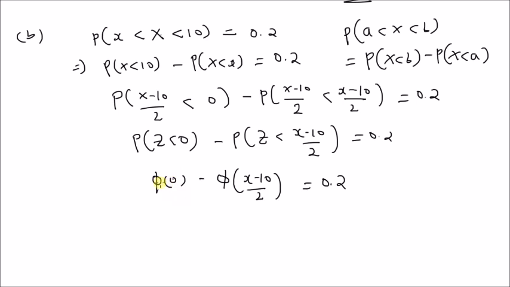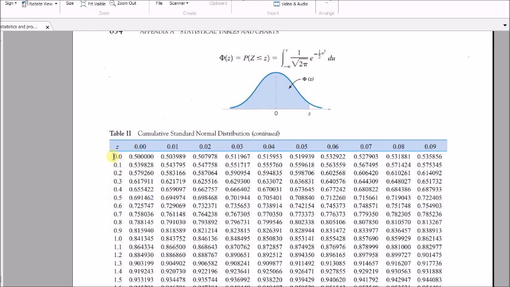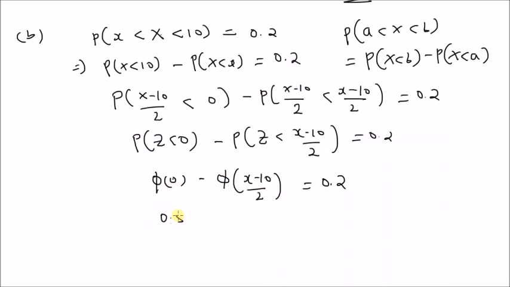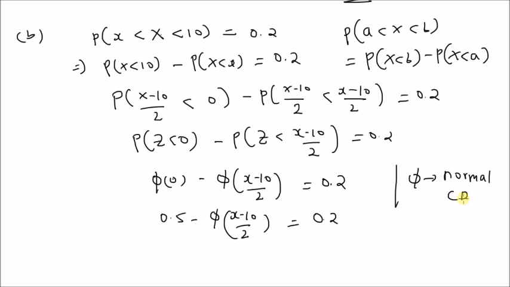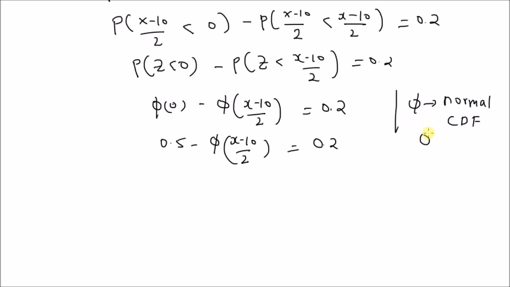From the table, clearly phi of 0 is equal to 0.5. Therefore, 0.5 minus phi of (x minus 10) divided by 2 is equal to 0.2. Remember that phi is the normal cumulative distribution function, that is normal CDF. Usually you calculate this value as phi of z, where z is the location at which you want to find the value of the CDF. So by simple algebra, phi of (x minus 10) by 2 is equal to 0.3.